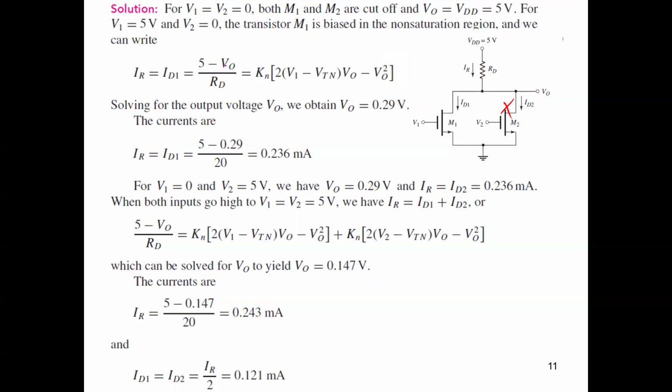So (5 V minus V out) divided by RD equals this same drain current, which is from the MOSFET relation, equals Kn times 2 (VGS minus V threshold) times VDS. VGS is nothing but V input, which is V1, and VDS is going to be V out. So let me write here just to remind you: V1 is VGS and V out is VDS.